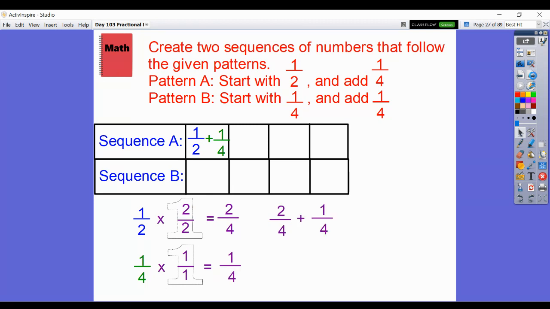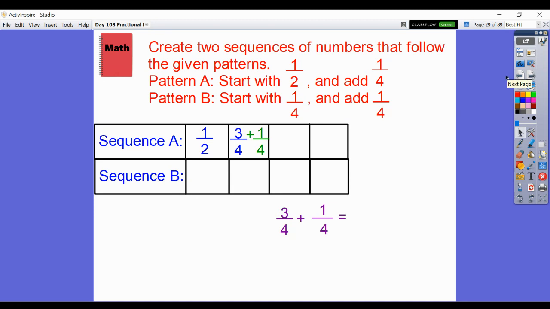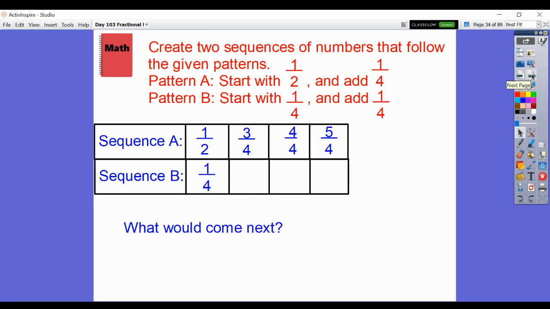So 2/4 plus 1/4, because 1/2 is the same as 2/4, same value. 2/4 plus 1/4 is 3/4. Now 3/4 plus 1/4 is 4/4. We're just going to leave it like that for the time being, 4/4. And 4/4 plus 1/4 is, that's right, you guys are on it. You have been on it every time I've been teaching a lesson. You're right, it is 5/4. We're going to just leave it like that for a second, but we'll come back to it.